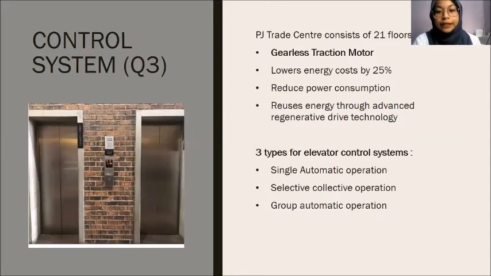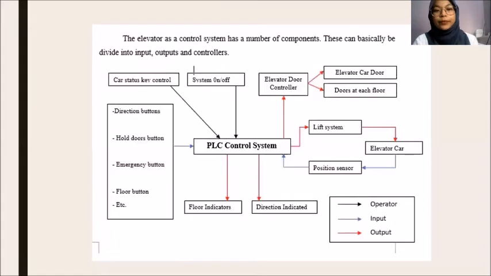Second is selective collective operation, which is the most common system used for elevators. The system remembers and answers calls in one direction, then reverses. When the trip is complete, it is programmed to return to a home landing. Lastly, group automatic operation, a system used for large buildings with many elevators, which are controlled by a programmable microprocessor to respond.